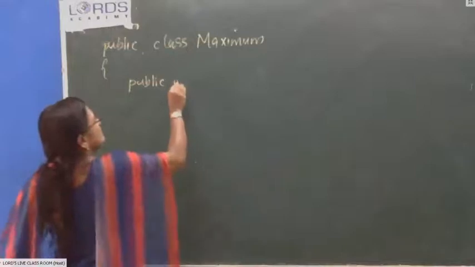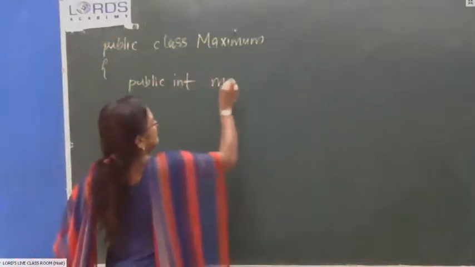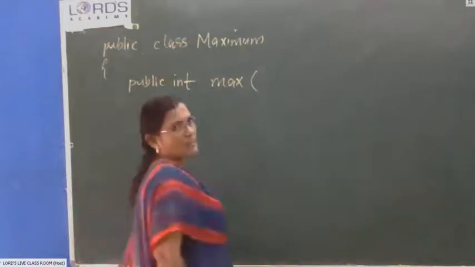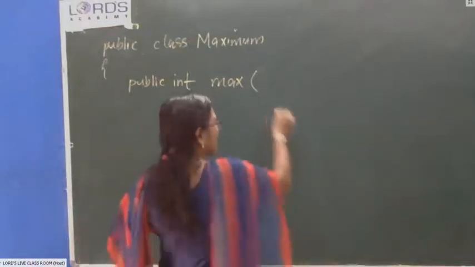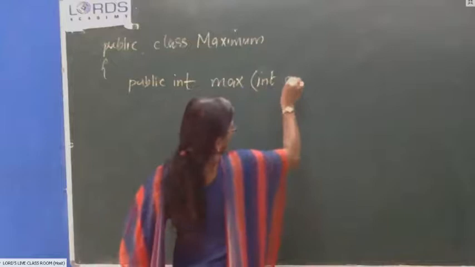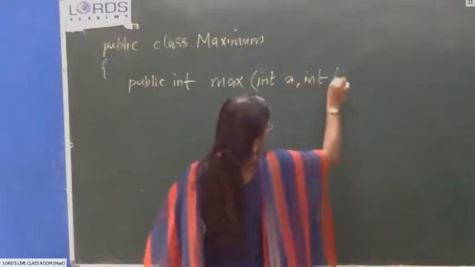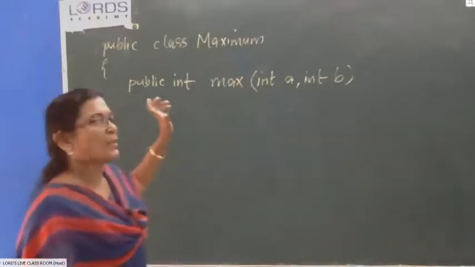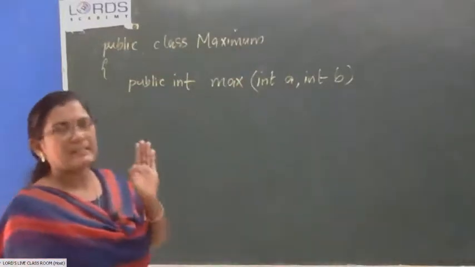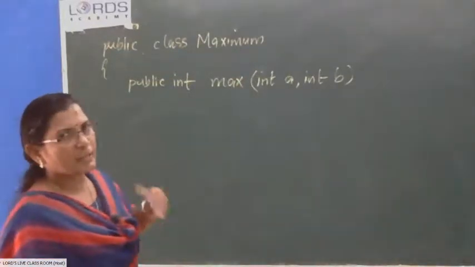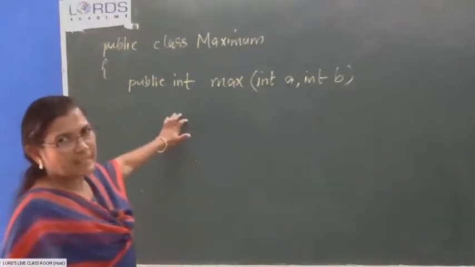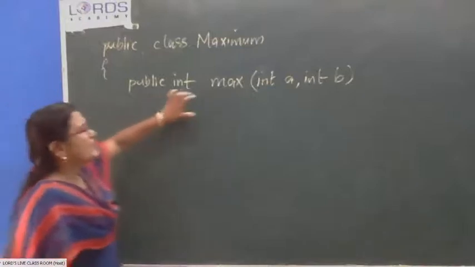Public int max. The max method accepts two integer values. When you invoke this method, it will ask you to enter two integer values. Say int a, comma int b. Two formal arguments. The arguments declared at the prototype are called formal arguments. If anybody did not understand what is formal argument and actual argument, I am explaining the concepts with all the programs. Okay.